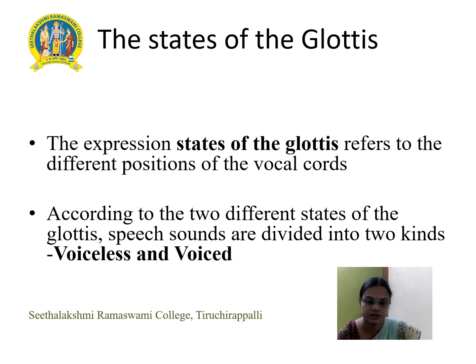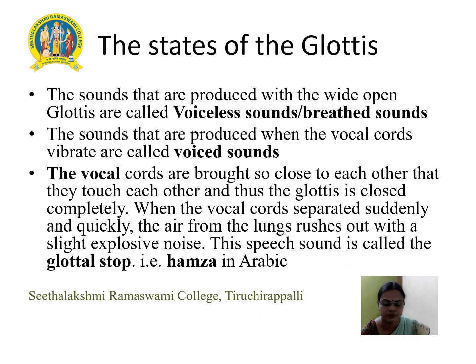The second one is the states of the glottis. The glottis is the space between the vocal cords when they are drawn far from each other. The expression states of the glottis refers to the different positions of vocal cords. According to the 2 different states of the glottis, speech sounds are divided into 2 categories. They are voiceless sounds and voiced sounds. Let me explain the voiceless sounds and voiced sounds.